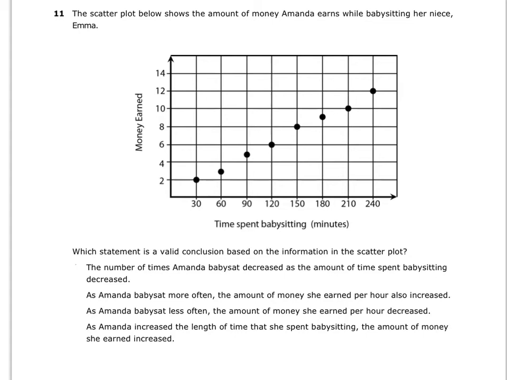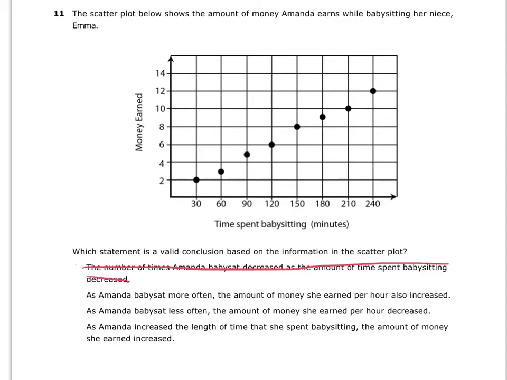Does this plot show anything about how many times she babysat? Yes. No. It does because look, the dots are going up. It doesn't say how many times though. It says how long. I know she spent a total of 240 minutes babysitting. She could have done that in one session. She could have babysat an hour a day. She could have babysat 30 minutes a day. We don't know. It does not tell us that information. Since it does not tell us that information, we can't use that.